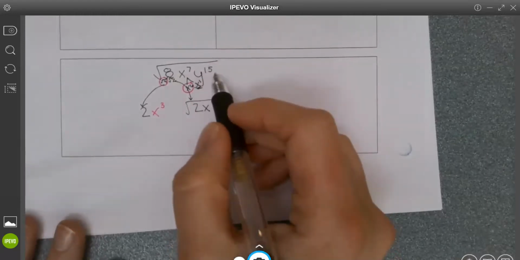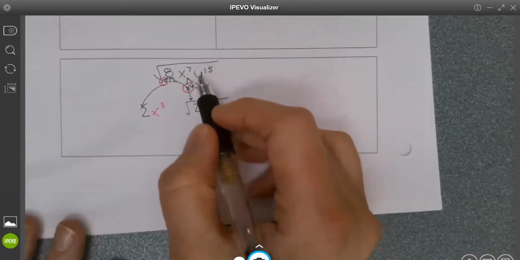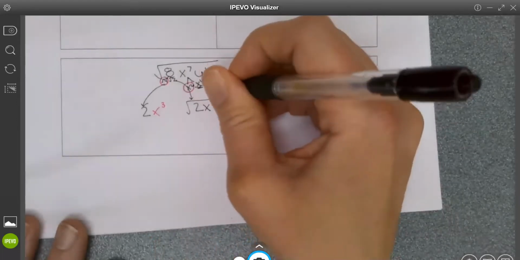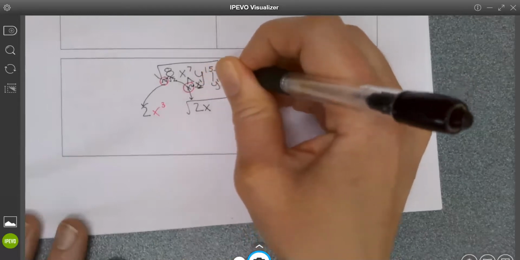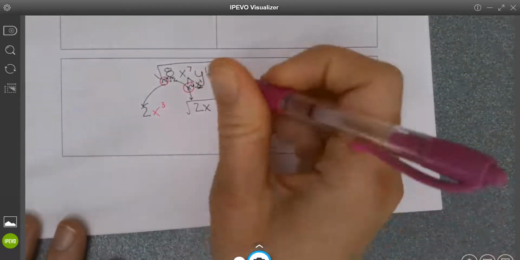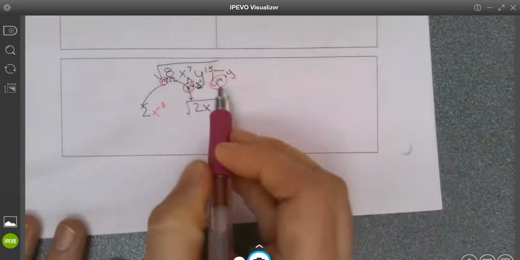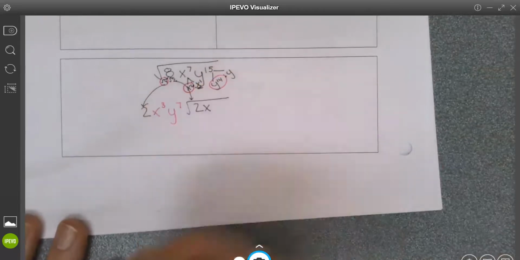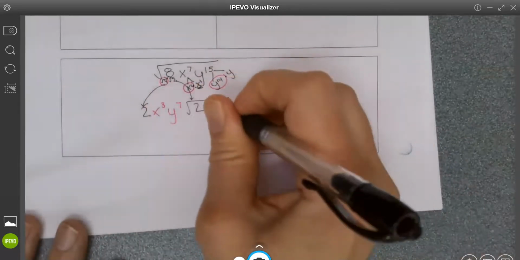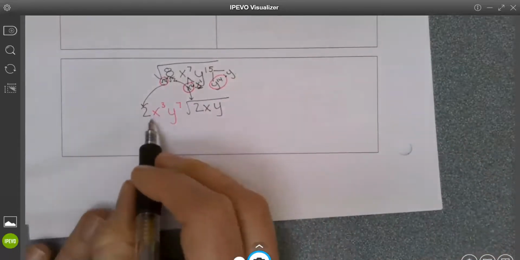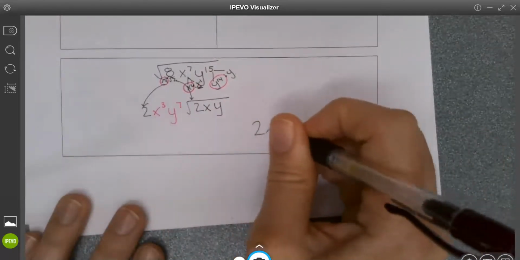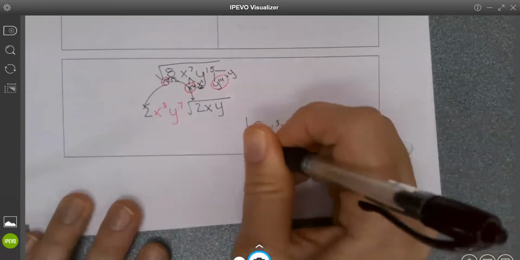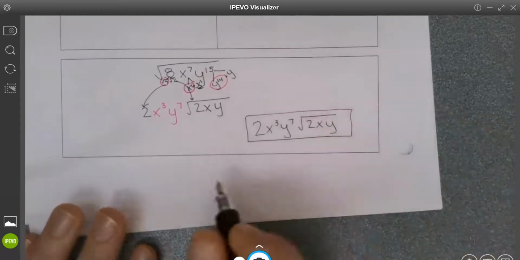For y to the 15th, so thinking I have 15 factors of y here. 15 is not divisible by my index of 2, but I can factor this into 14 y's and then 1 additional y. I can take the square root of y to the 14th. 14 divided by 2 would give me y to the 7th. This has to stay in my radical. And here's my simplified rad: 2x cubed y to the 7th, square roots of 2xy. That is my answer.